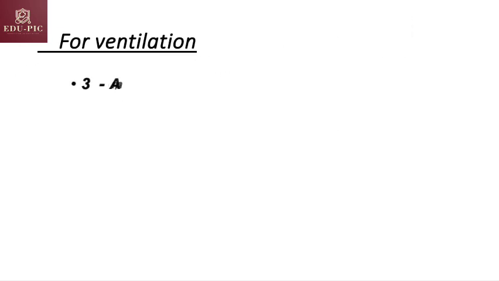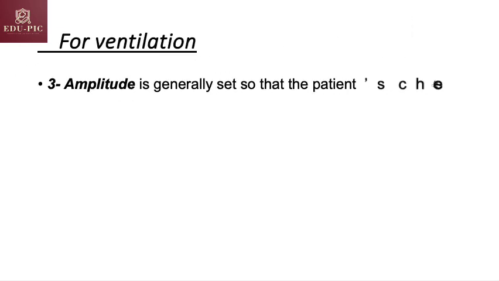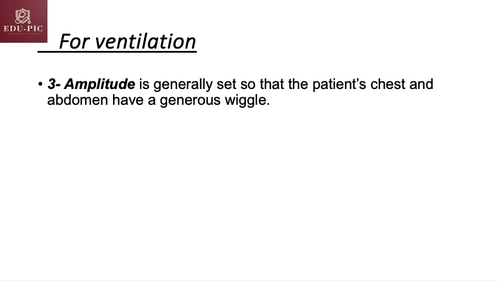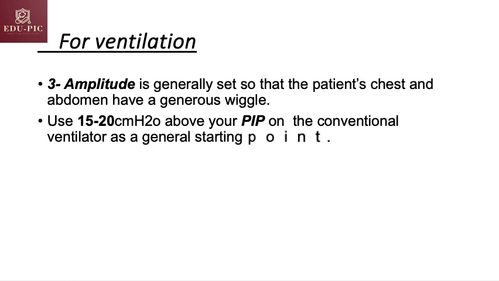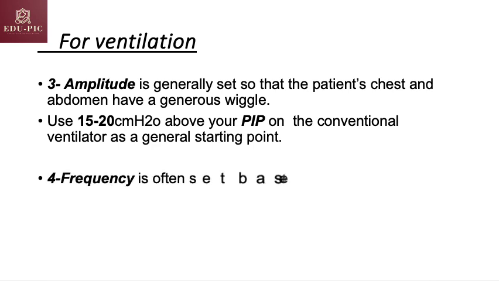Now let's go for the second part of settings, for ventilation. For ventilation, we set the amplitude, or the delta P, which is generally set so the patient's chest and abdomen have a generous wiggle. Use 15 to 20 centimeters of water above your PIP on the conventional ventilator as a general starting point. Frequency is often set based on age.